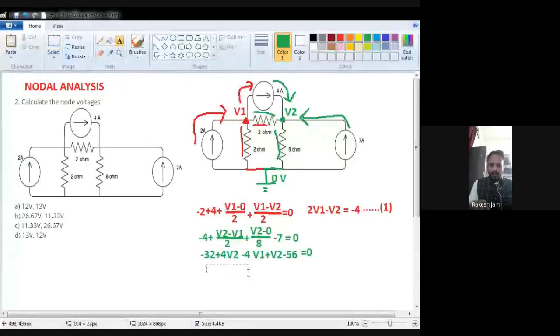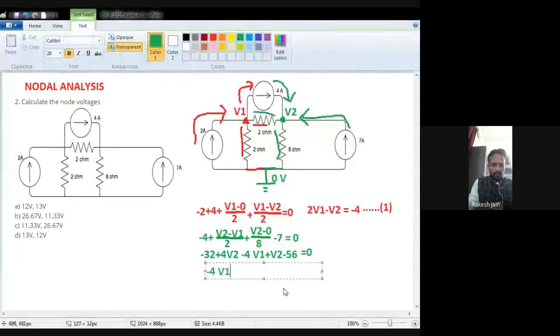Now I have to solve this. So first of all I take the LCM. What is the LCM? 2 and 8 are there, so 8 is the LCM. Okay, then plus, 2 fours are 8, so 4 times it will be multiplied. So 4 V2 minus 4 V1.